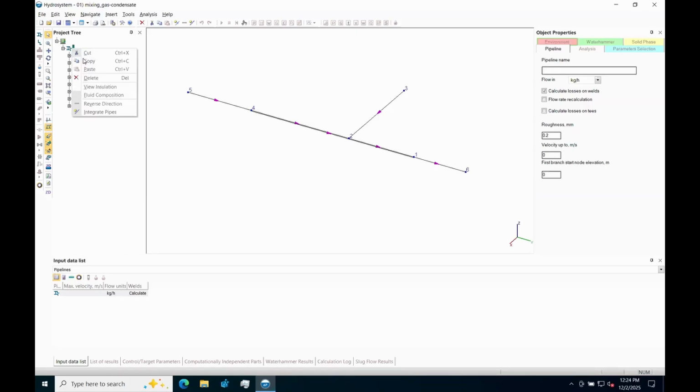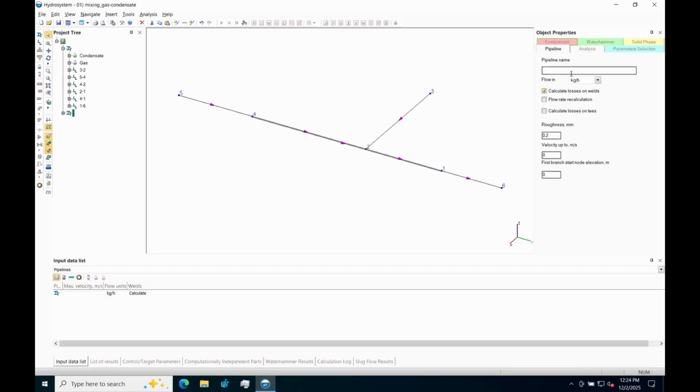And now I'll copy this piping system as a whole. I will call it with different compositions. And now let's assume that in one of these inlets, for instance, over here, we have a different composition of gas flow. It's done very, very easily.